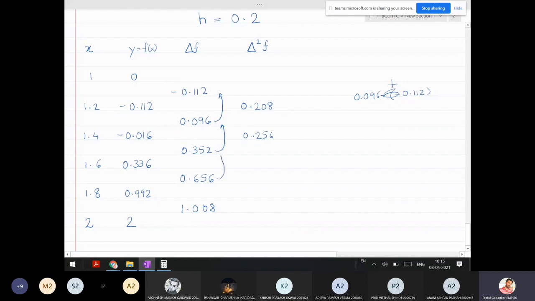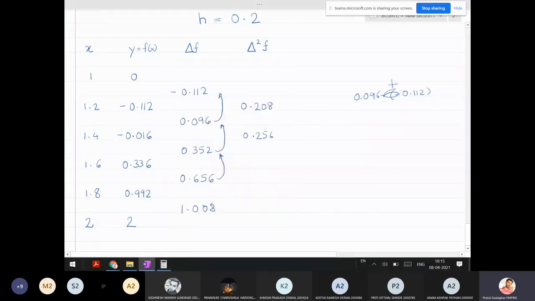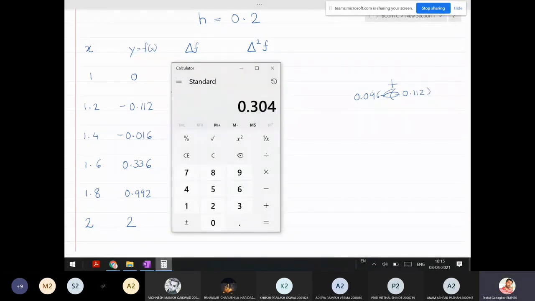Next is this subtraction, 0.656 minus 0.352, which is 0.304. And the last subtraction is 1.008 minus 0.304, and that is how much?